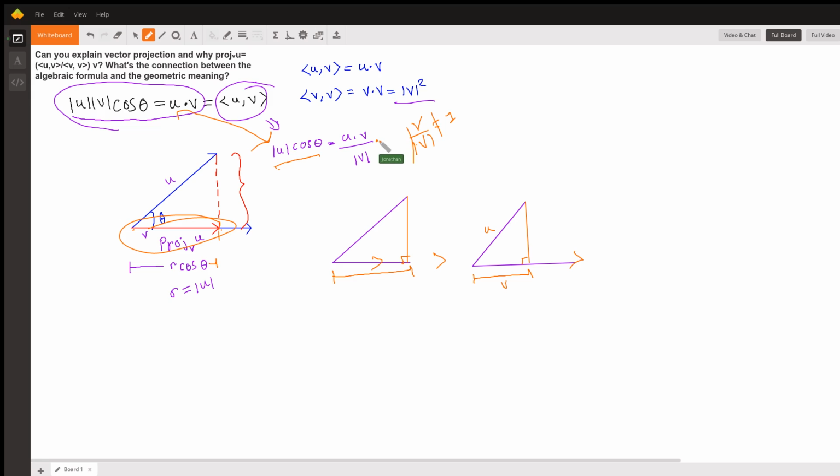So over here, I'm going to slap in a v over the magnitude of v, which then becomes, let me use your notation, <u, v> over <v, v>, and then times v. So I multiplied it by 1. I didn't change the equation. That's why I can add that in there. And multiplying it by 1, instead of giving me the length of said vector, is giving me that vector in the direction of the original vector.